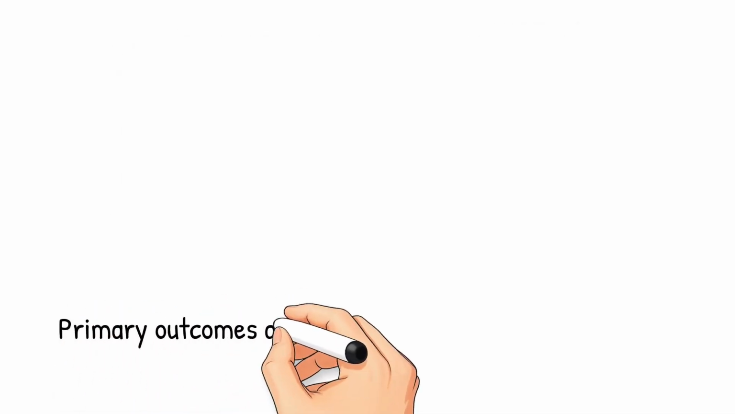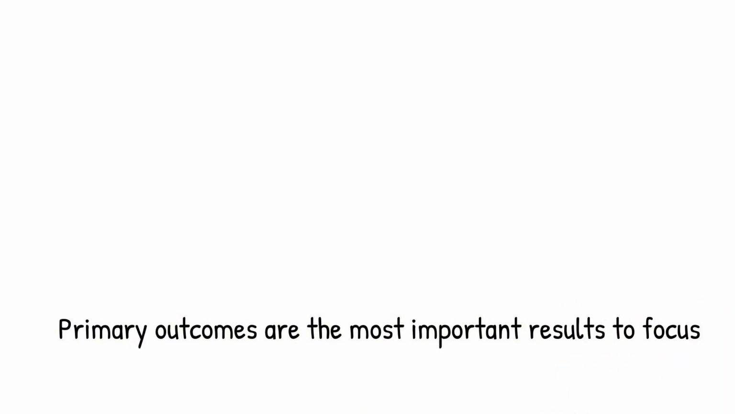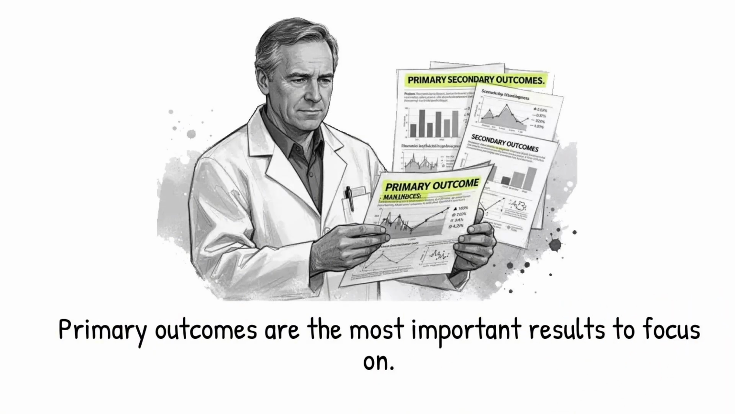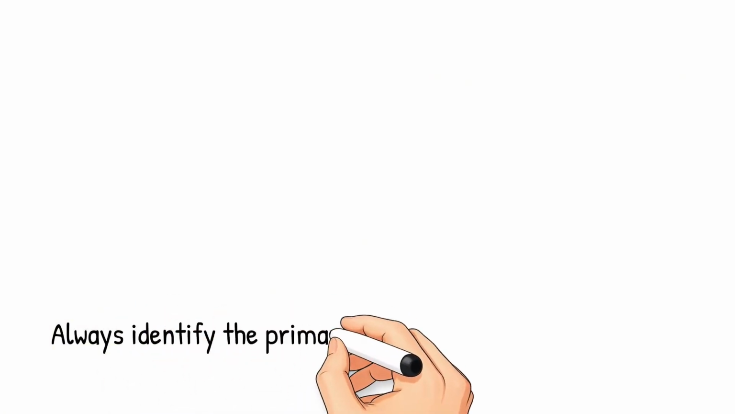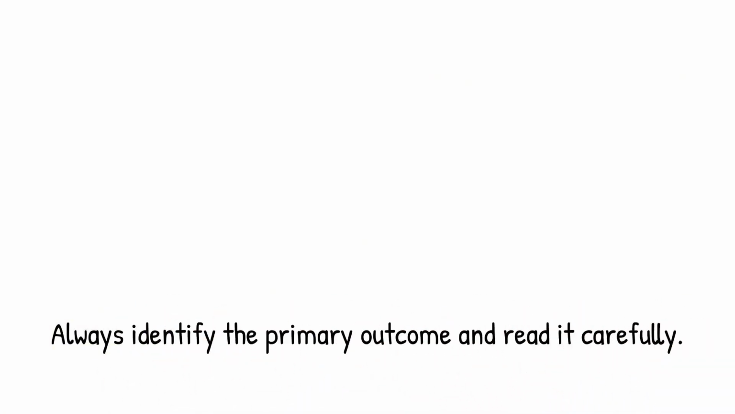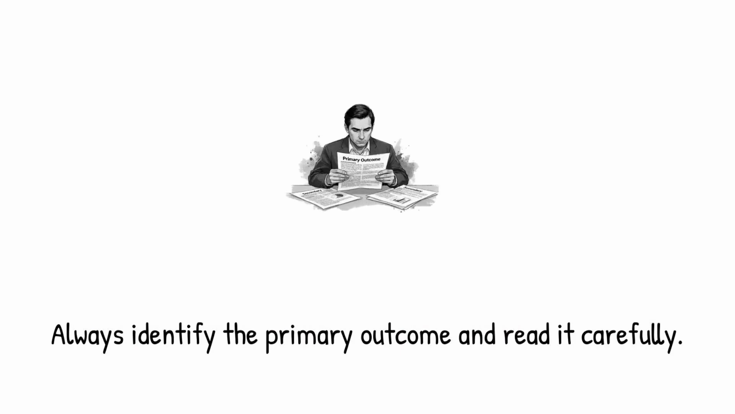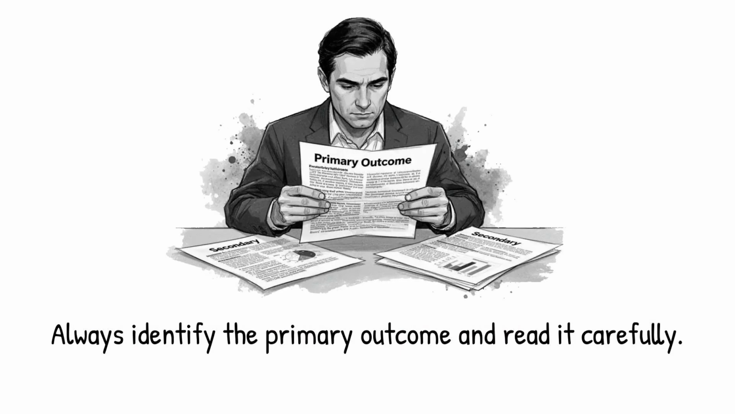Why does this matter? Papers often report many numbers, but they were only statistically powered to detect a difference in the primary one. A secondary finding that happens to reach significance in a study not designed to test it is weaker evidence than the primary outcome the study was actually built to answer. Always identify which result is the primary outcome and read it with full attention. Everything else is secondary by comparison.